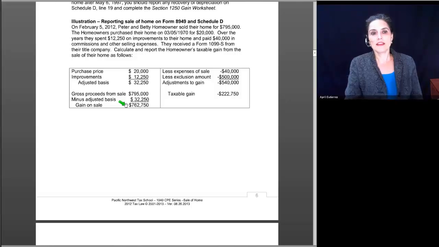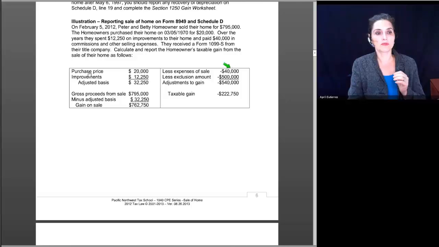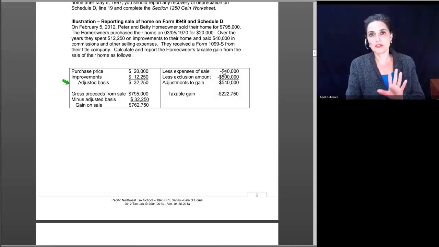$762,750. Now we have some expenses of the sale, $40,000. And in general, when you're looking at the rules for capital gains, expenses of the sale add to your basis. So it makes sense that this $40,000 would go over here and affect the adjusted basis of the home. But the way IRS wants you doing the sale of home today, they're saying no, keep this amount out separate and add it to the exclusion amount.